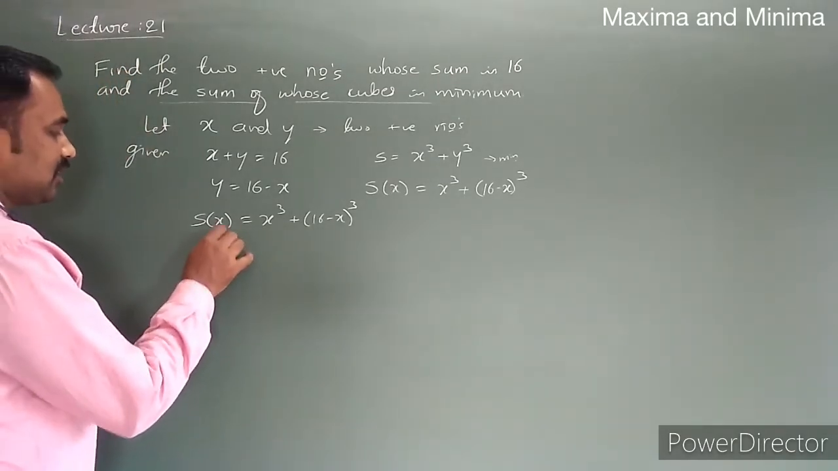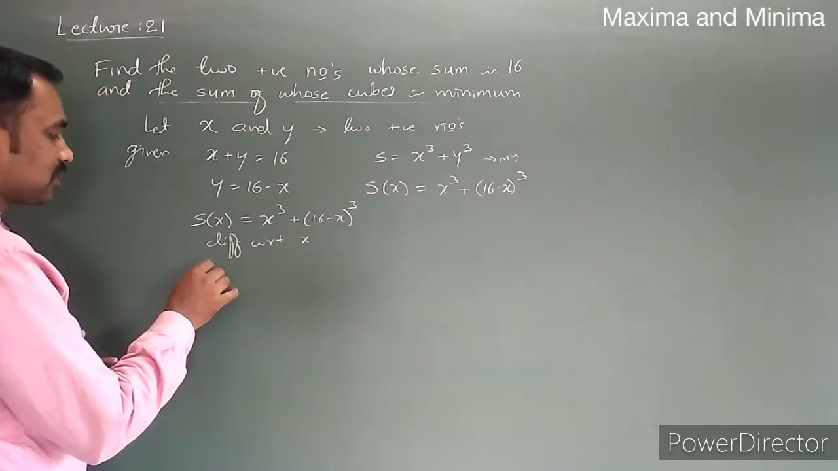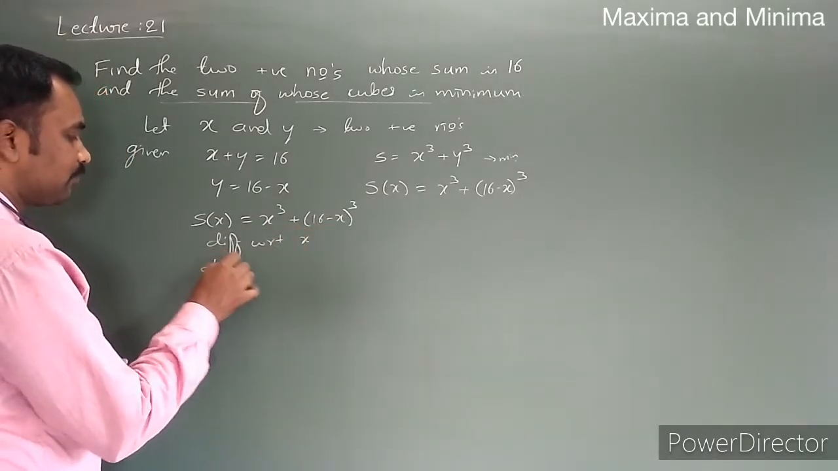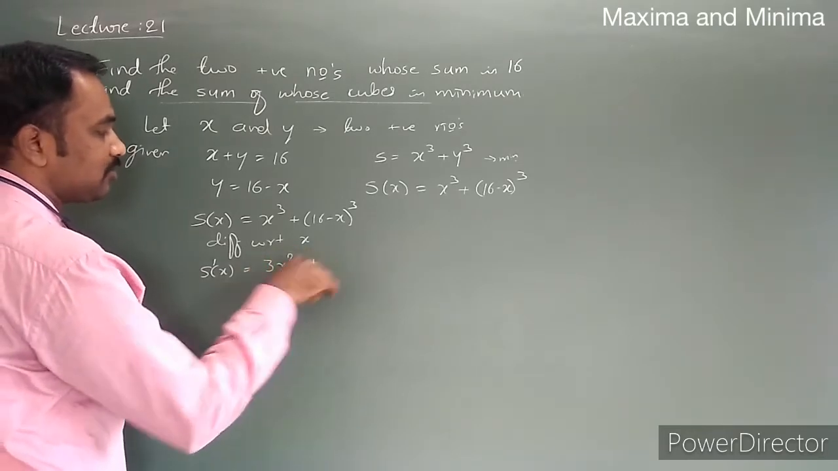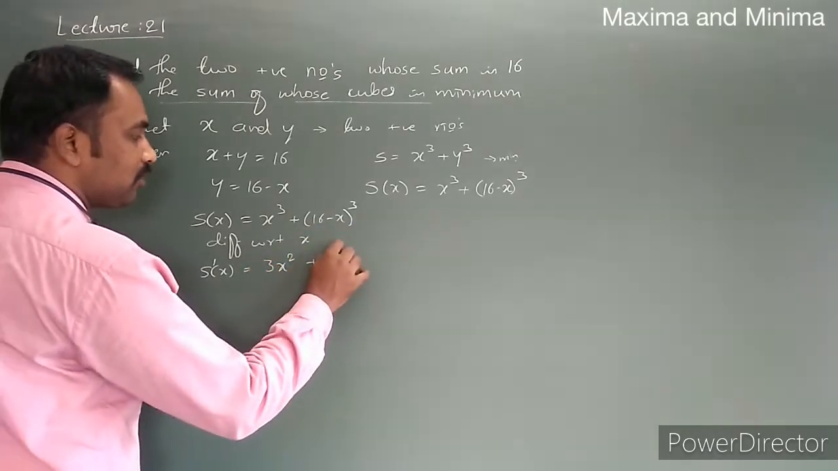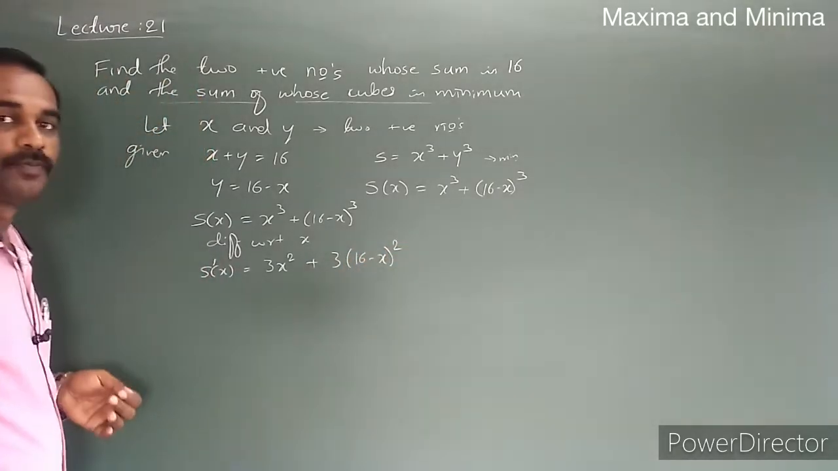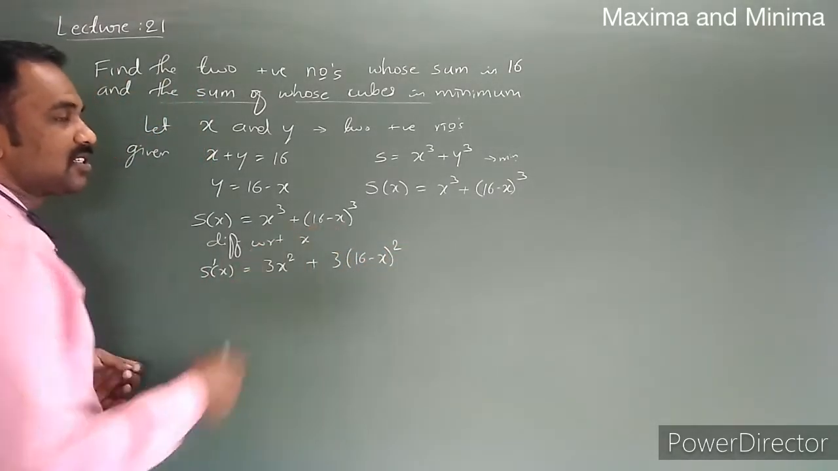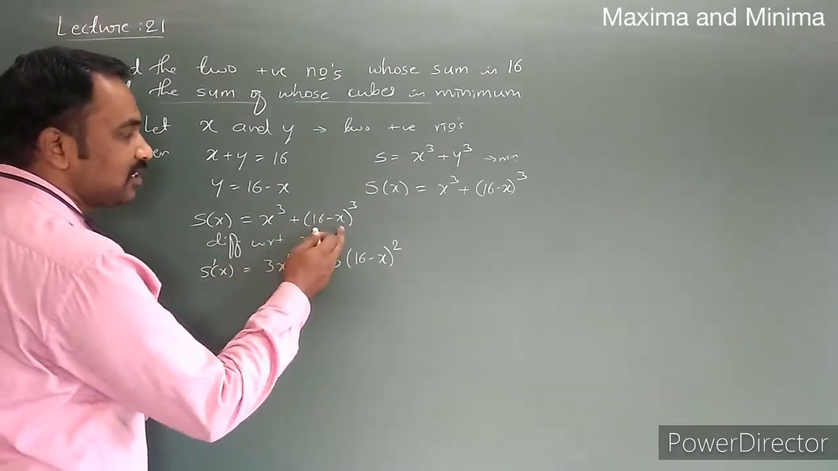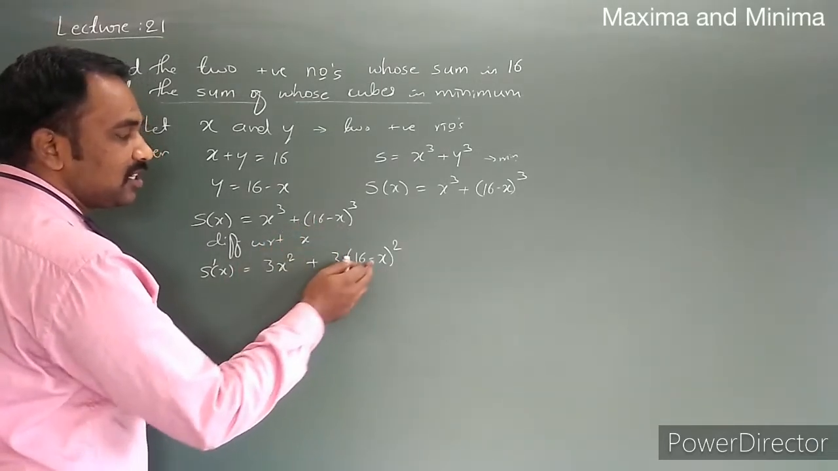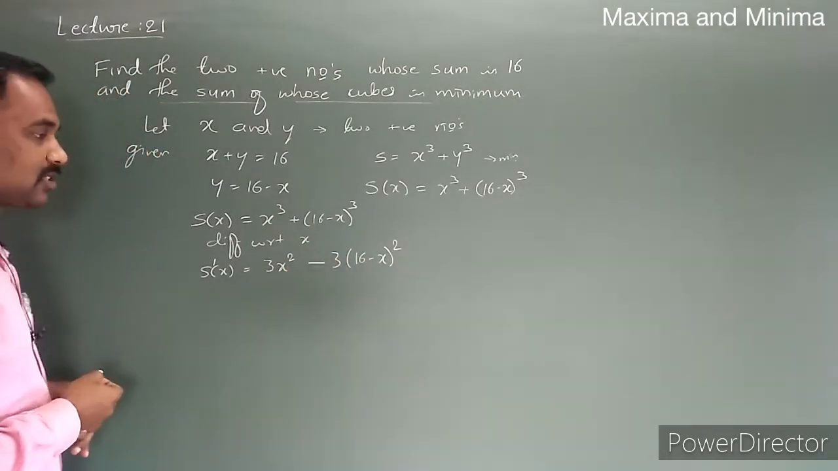Now I differentiate this with respect to x. S dash of x is equal to 3x square, this is the x cube term, plus 3 into (16 minus x) whole power 2. Again, the differentiation of 16 minus x is 0 minus 1, so here I write a minus.